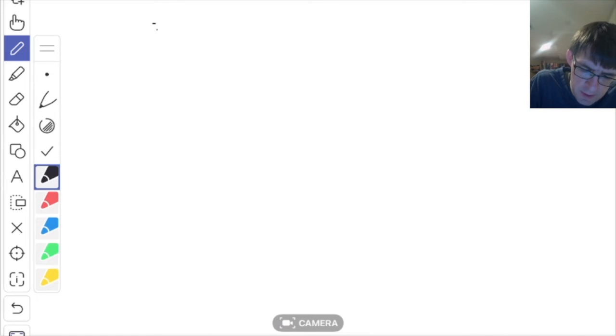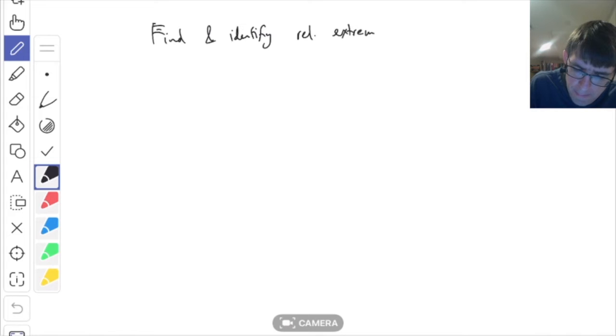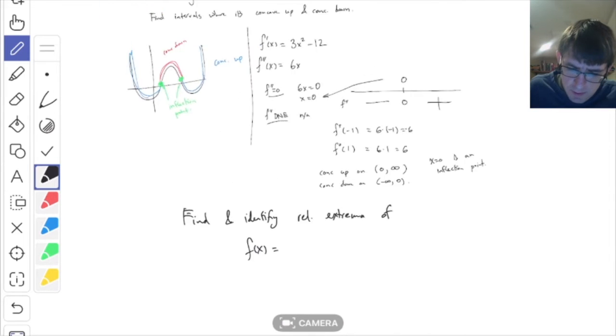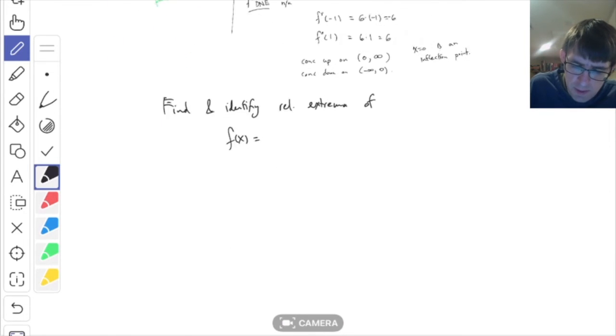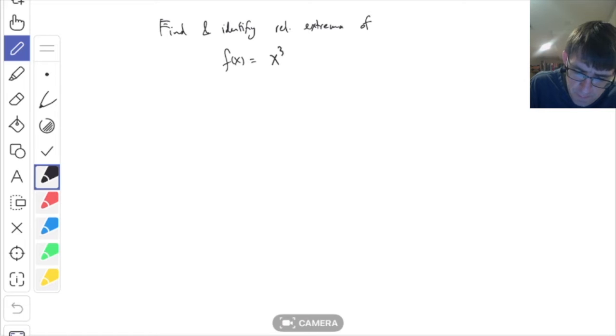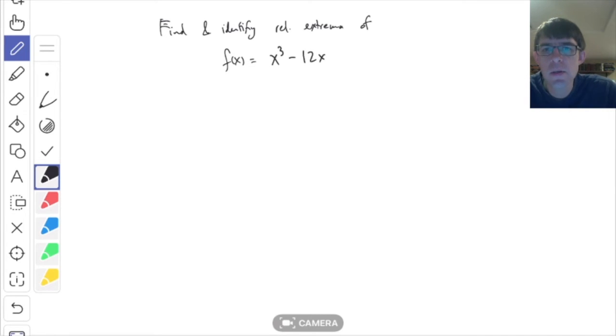Here is the same function, but our job is different this time. Let's find and identify the relative extrema of this function. f of x equals, I want the same function, it was x cubed minus 12x. All right. And I'm going to say using the second derivative test.